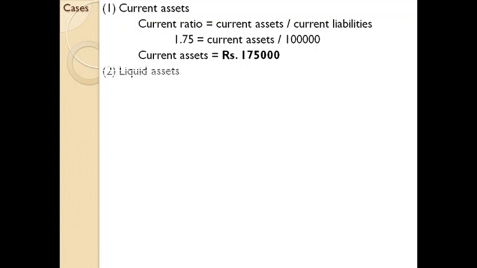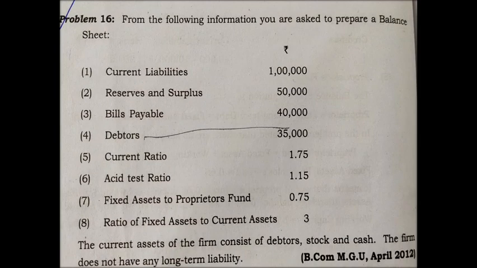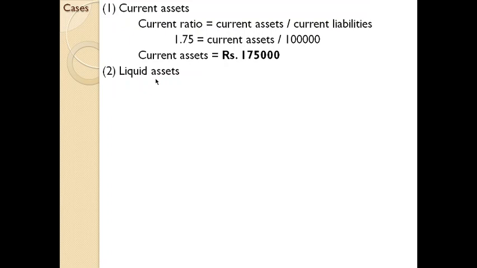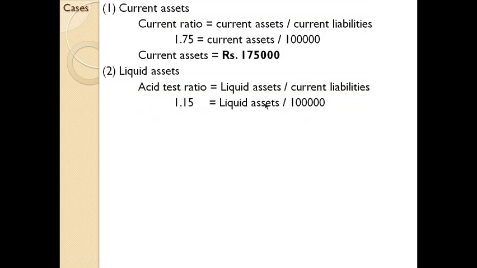The next information given in the question is liquid ratio or acid test ratio is 1.15. On the basis of that ratio and the other information given, you can easily find liquid assets. As we did in the previous question, acid test ratio is liquid assets divided by current liabilities. Acid test ratio is 1.15, liquid assets we don't know, and current liabilities is already given, 1 lakh. So you can easily find liquid assets, 1,15,000. So now you have current assets and liquid assets, 1,15,000.